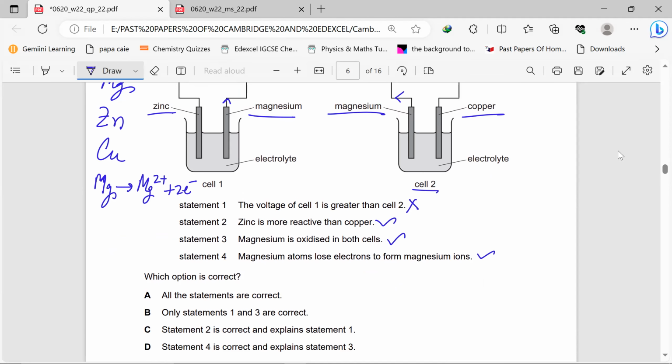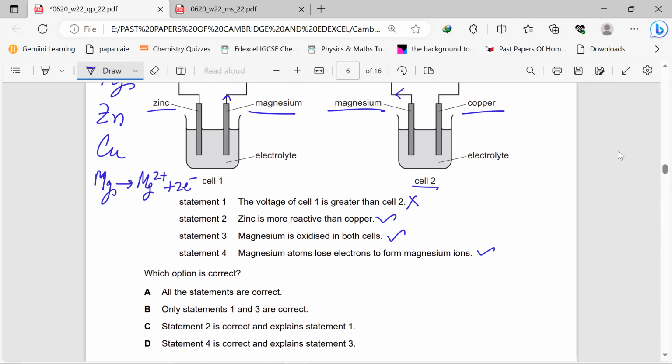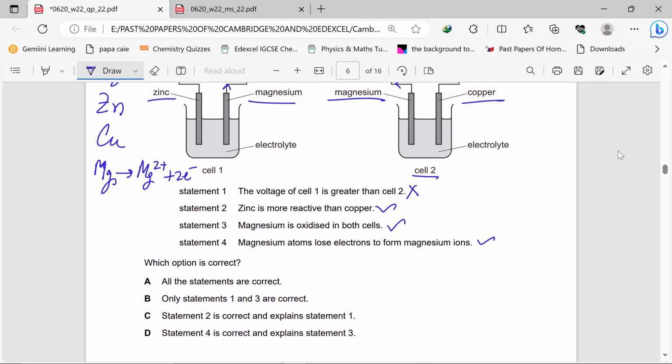Okay, we need to look at this again carefully. The voltage of cell 1 is greater than cell 2. Cell 2 has greater voltage, so this is not correct. Statement 2, zinc is more reactive than copper. This is a correct statement. And magnesium is oxidized in both cells. This is also correct. And magnesium atoms lose electrons to form magnesium ions. This is also correct. All statements are correct is not true. Only statement 1 and 3 are correct: statement 1 is not correct.